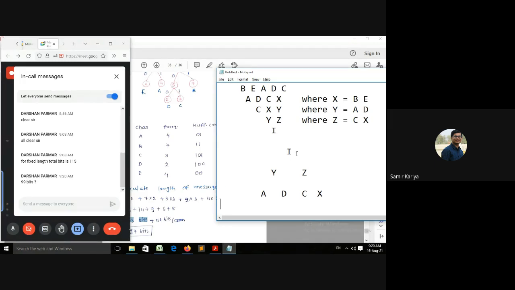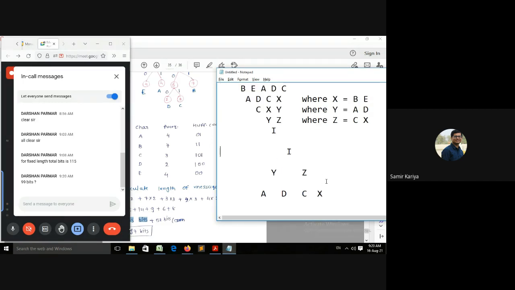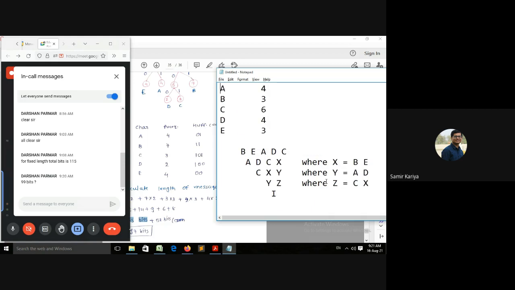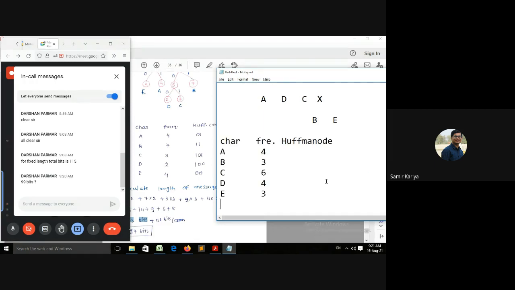So is it correct or not? Over here it's X and C. So finally you will get the answer, X, that means B and E. Okay, and now simply write the table, that's 0 for the left child and 1 for the right child. So I'm just writing.